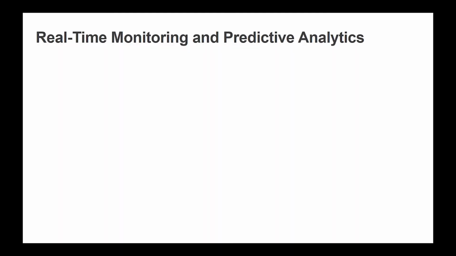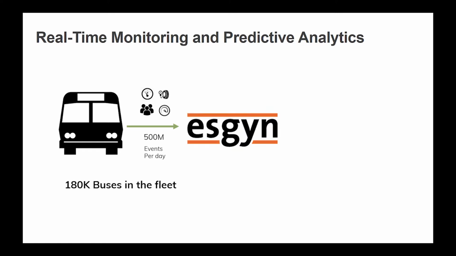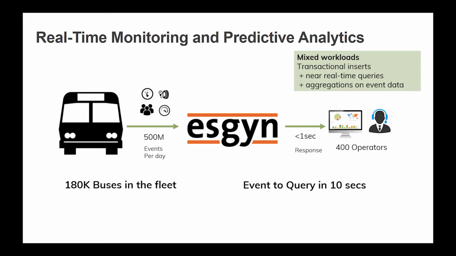And finally, for a transportation agency in China using real-time monitoring coupled with predictive analytics, we have a fleet of 180,000 buses generating 500 million events per day. These are continuously ingested into EsgynDB. Over 400 operators are able to query the data in real time with sub-second response times and with a latency of less than 10 seconds from event generation to the availability of that data for queries. This is a perfect example of mixed workloads on a single EsgynDB platform, with transactional inserts, near real-time queries, and aggregations performed on incoming event data.